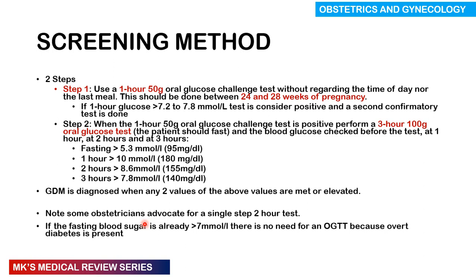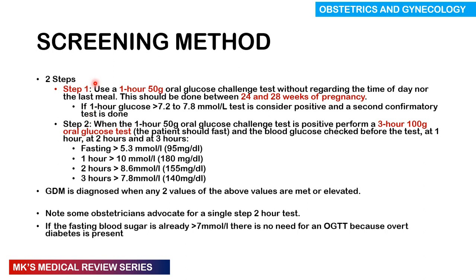So there are two steps that are usually done. There is step 1, where you give this person 50 grams of oral glucose. You call this a 1 hour 50 gram oral glucose challenge test. Regardless of the time of day, regardless of whether they're fasted or whether they've eaten or not, you give them 50 grams of oral glucose. This test should be done between 24 to 28 weeks of pregnancy.